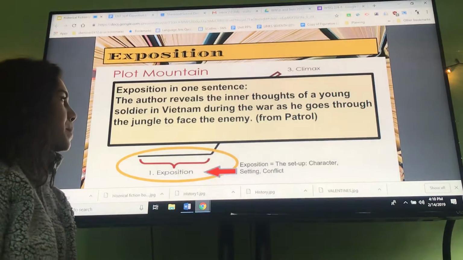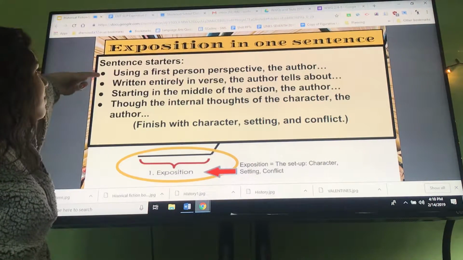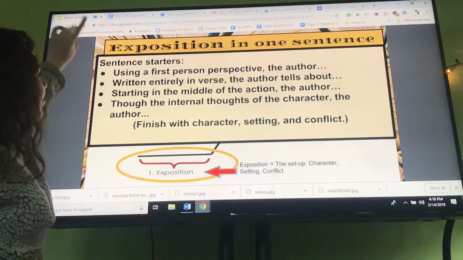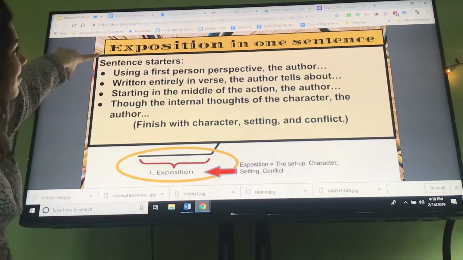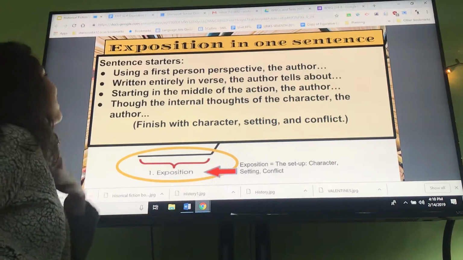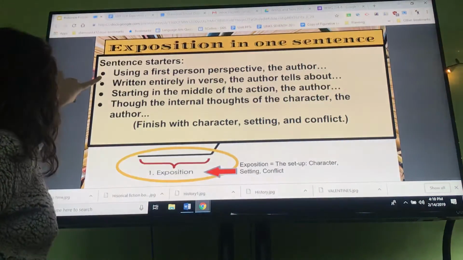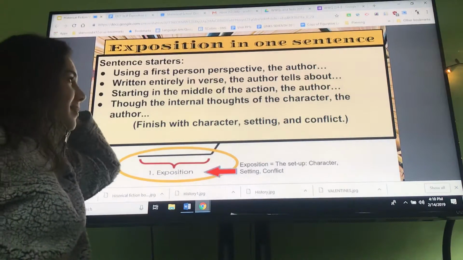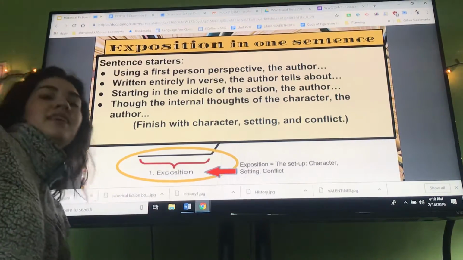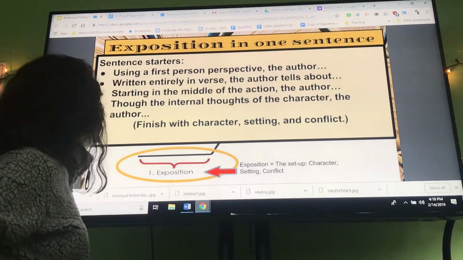So you're going to do the same thing. Here are some sentence starters, but only use them if they apply to your book. So if it's written in a first-person perspective, you could say, using a first-person perspective, the author, and then you go through character, the setting, and conflict, and you list them. Written entirely in verse, if you're reading one of the verse novels, because every category has one verse novel, written entirely in verse, the author tells about character, setting, and conflict.